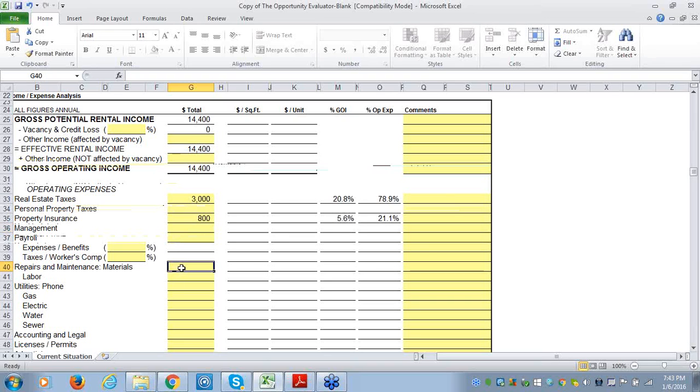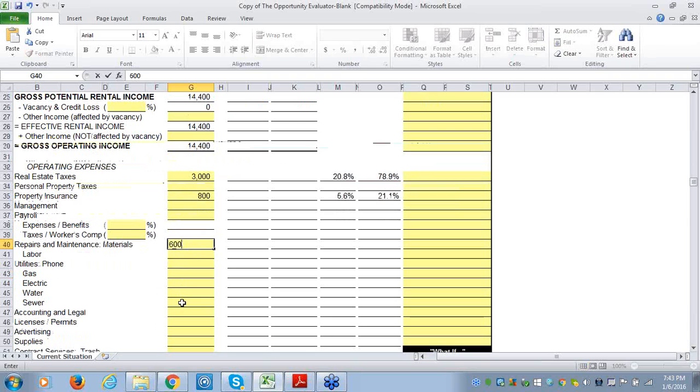Let's say no management for right now because it's a single-family home, no payroll. But maintenance and repairs, I would plug in a figure here just to project forward. For a single-family home, your tenants are basically going to do everything. They're going to cut the grass, shovel the snow. But you might have an annual furnace inspection, or some basic stuff, replacing doorknobs and things like that. So let's call that $600. That's probably still too much, but that's okay.